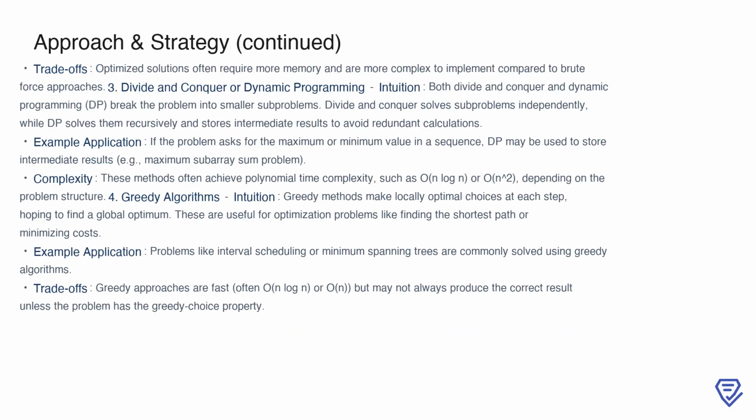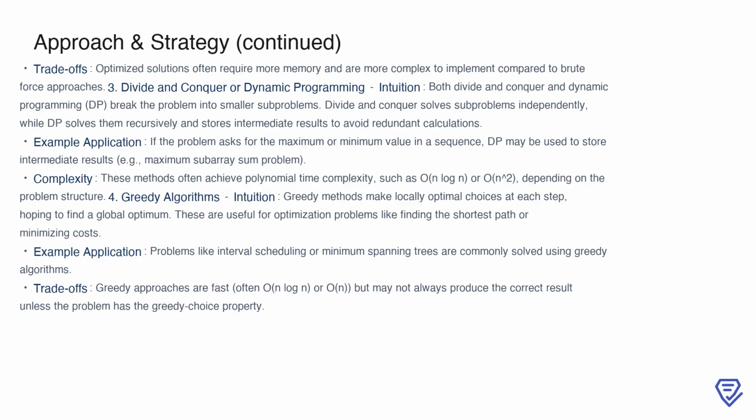Now, while optimized data structures can improve runtime efficiency, they often come with trade-offs, such as increased memory usage and implementation complexity. Another powerful class of strategies includes divide and conquer and dynamic programming. These methods work by breaking the problem into smaller subproblems. Divide and conquer solves these subproblems independently, often combining their solutions later, while dynamic programming takes a more iterative approach, storing intermediate results to avoid redundant calculations.